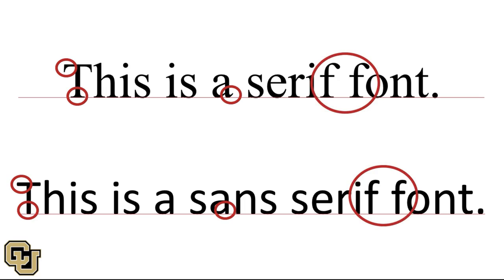Also, take a look at the difference between these lowercase f's in the two different fonts and how the accenters differ with the feet or extra decorative flourishes at the top of the serif font, which is Times, versus the sans serif font in the lower sentence, which is Cabrini, which is without those flourishes.